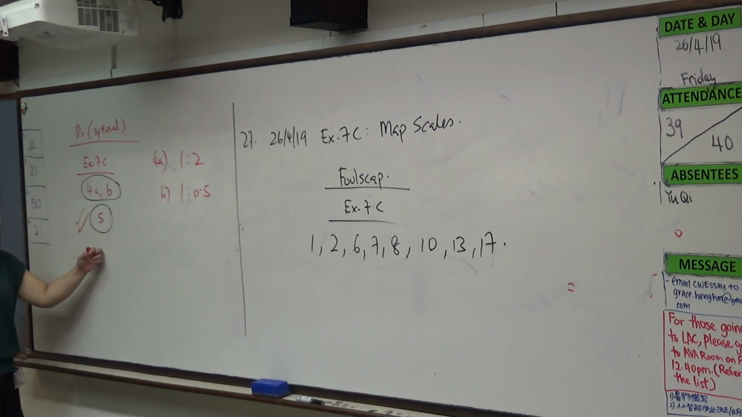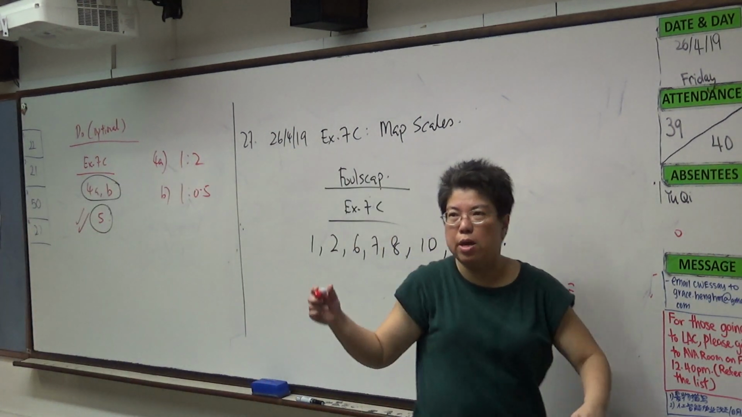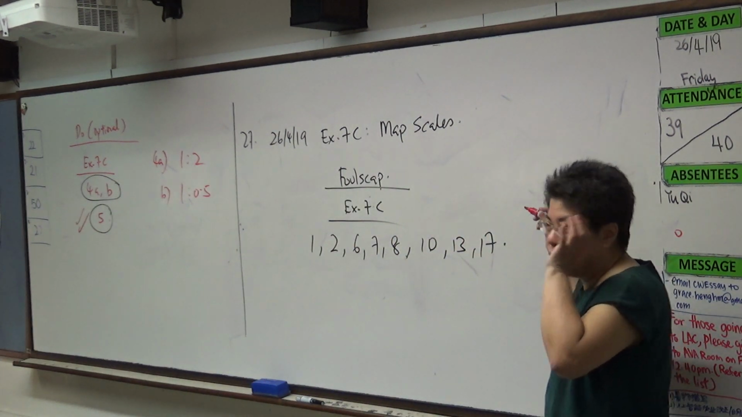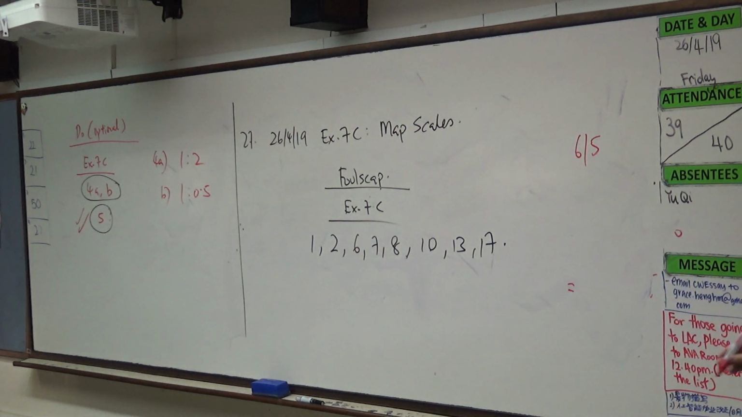Now, this number 5, I will show you the construction after WA2, because I want you to know what is indicated. But this one, do it on foolscap. The due date will be after WA2. That means I want it on the 6th of May. After WA2, I will go through it.